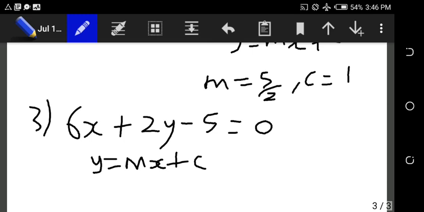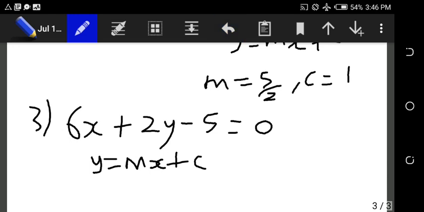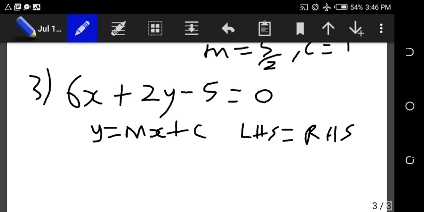You have it scattered, but what you have to do first is rearrange. You have to rearrange this particular one to be in this form. Let's see how we can do that. Now we know that we want y to be on the left hand side. Remember that you have the left hand side of the equation and the right hand side of the equation. Here is the left hand side, then here is the right hand side. Note that.